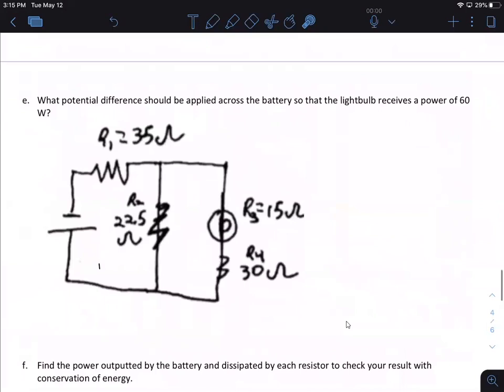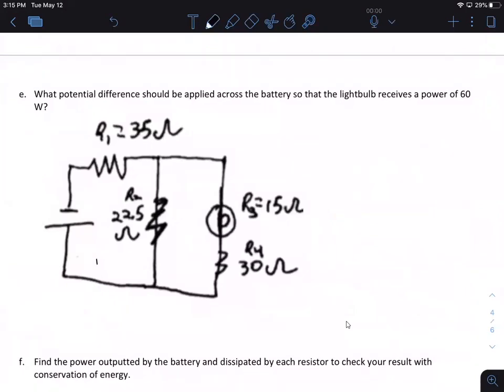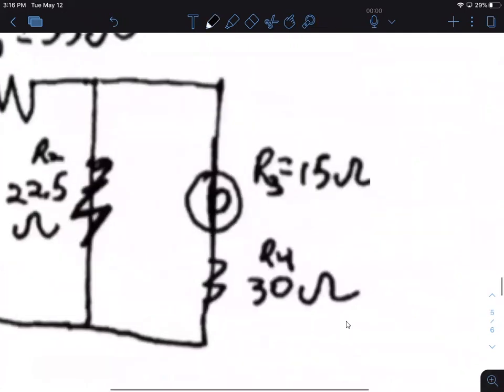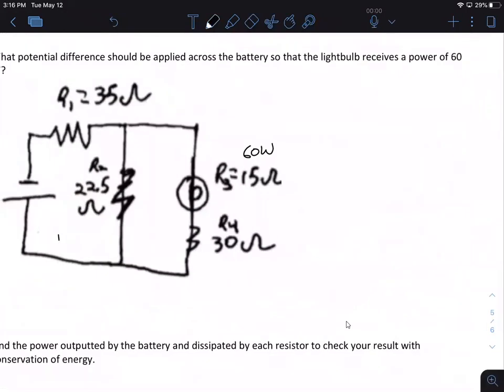All right, last one. Nice. Looking for the potential difference of the battery. So I'm looking for this V. So the light bulb gets a power. This one's the light bulb. It's got the light bulb symbol, sort of 60 watts. So R3, our light bulb, has 60 watts of power.